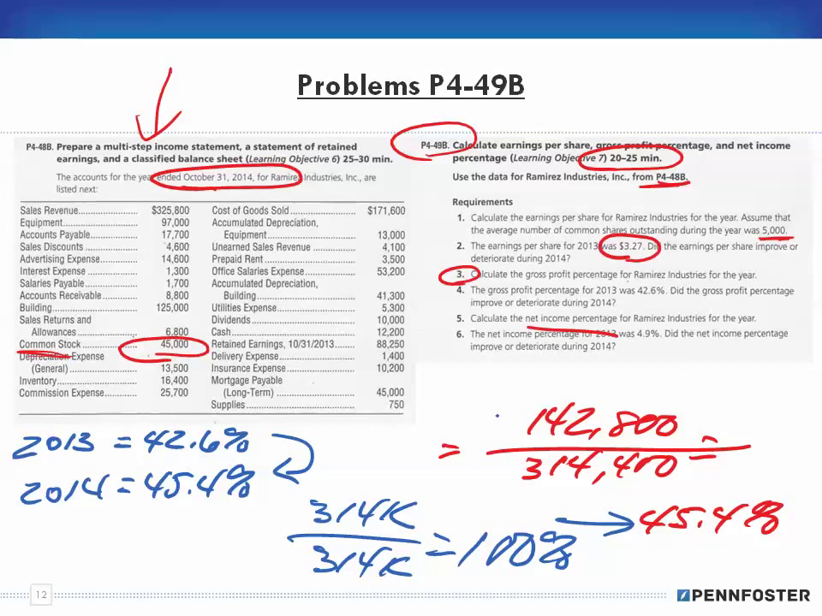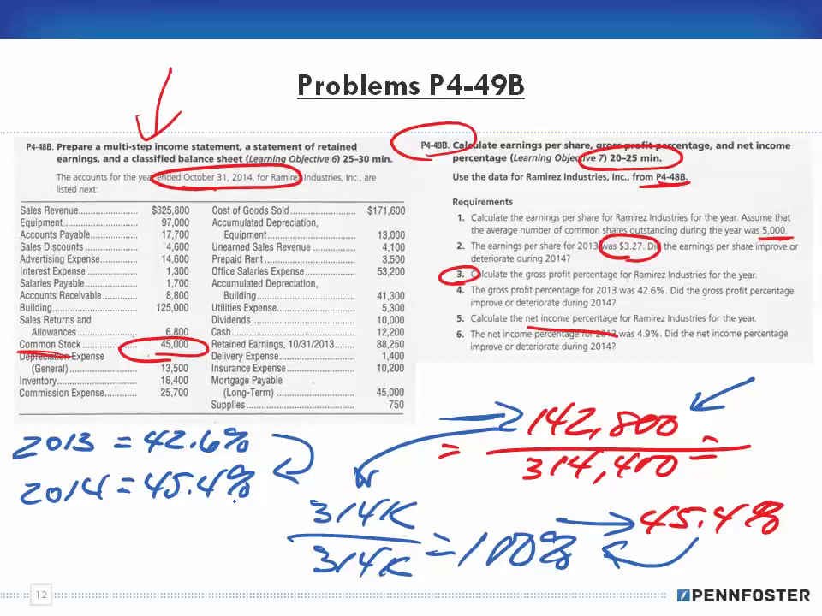So if you're looking at this 142,000 and it increases to 314,000, notice that my percentage increased from 45 to 100, right? So what that says is when I increase my gross profit in comparison to my net sales, my gross profit increases. So what that does is gives me more money to be able to pay off my selling and admin expenses.